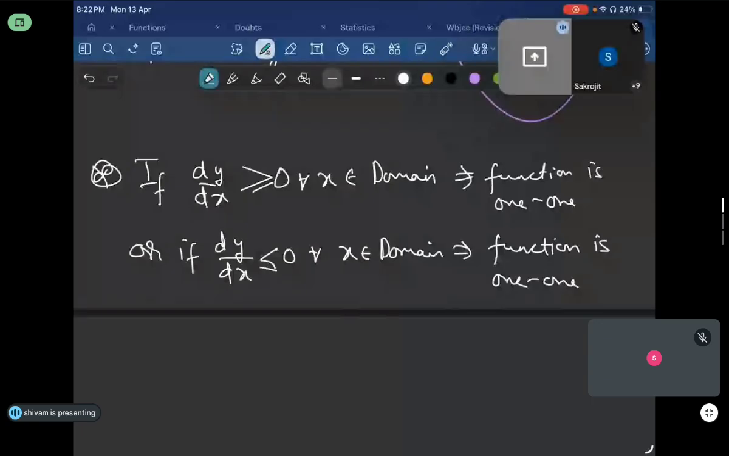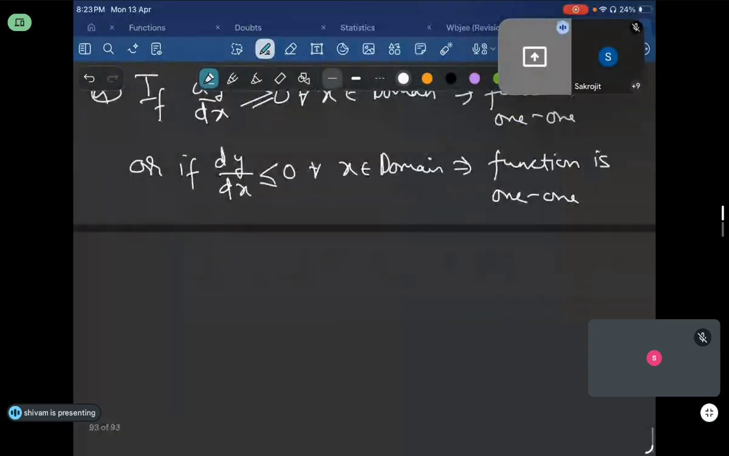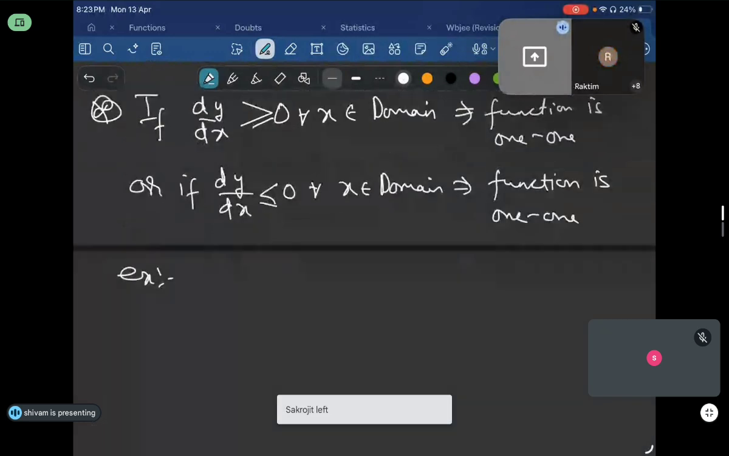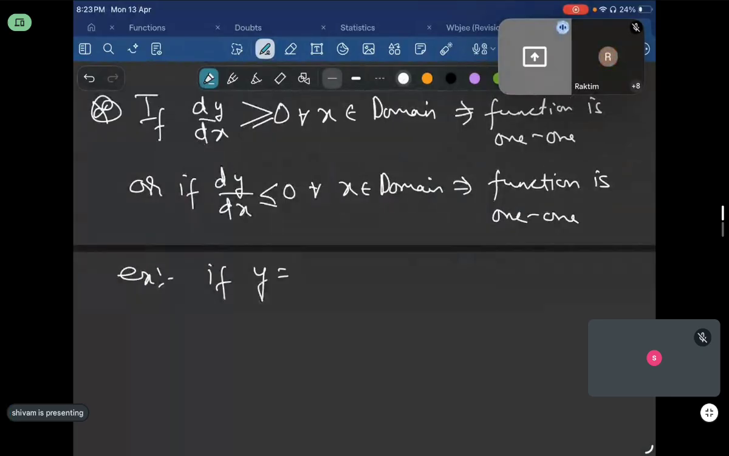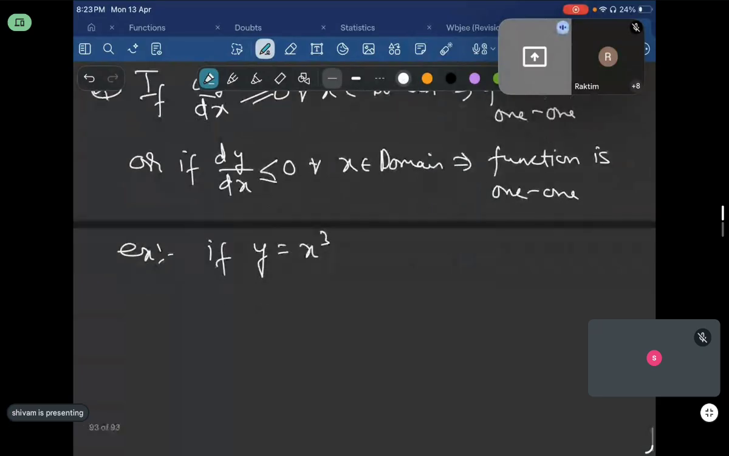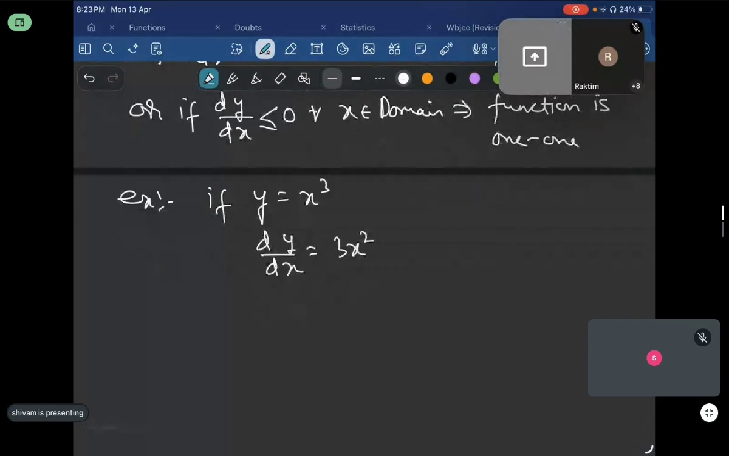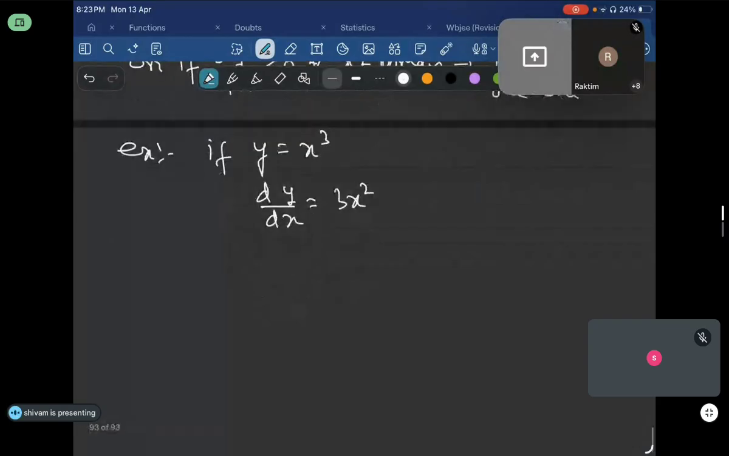Does anyone have any doubt? You can ask me. For example, you see how we can use this method of dy by dx to understand whether the function is completely increasing or completely decreasing. So if y equals x cube, dy by dx will be equal to 3x square.